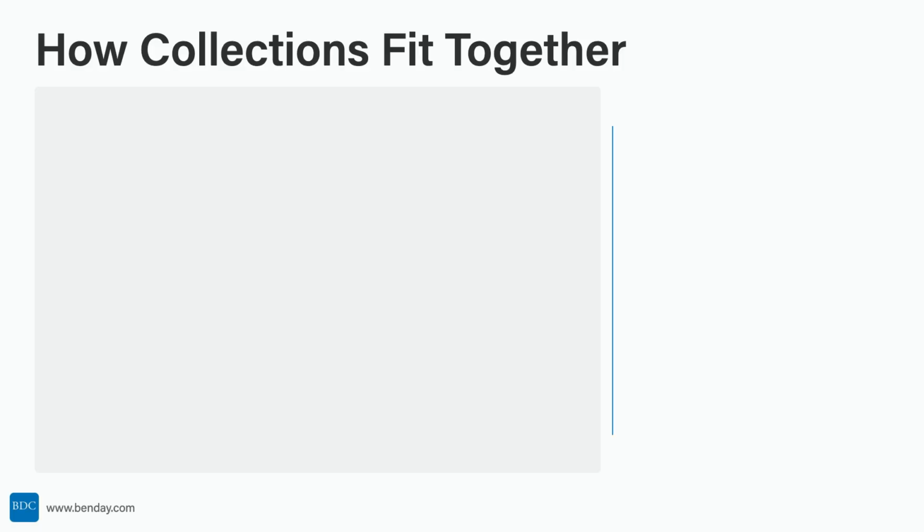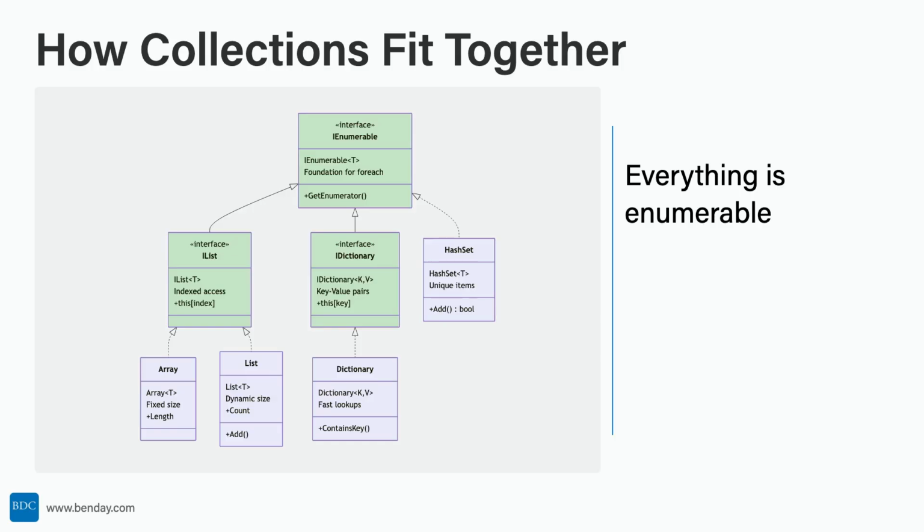Okay, so we've seen arrays, lists, dictionaries, and hash sets. Let me show you how they all fit together in C#'s design. Don't worry about memorizing this. Just notice how they're all connected. See that IEnumerable at the top? That's why you can use foreach on any collection. They all share this common foundation. It's like they all speak the same basic language.